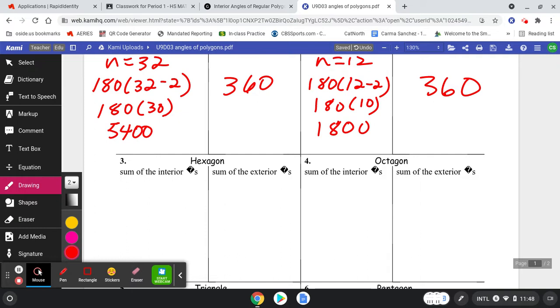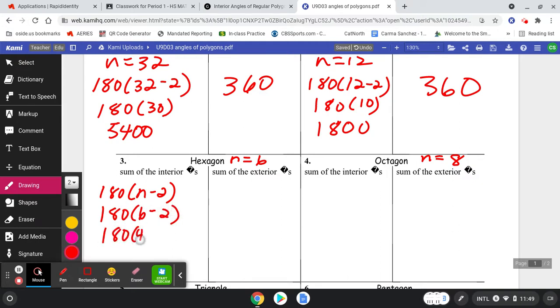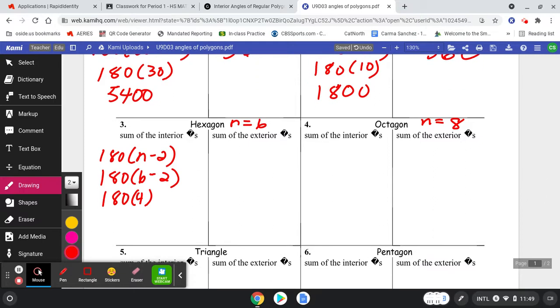Okay, this one's a hexagon. You're supposed to know that that means that the number of sides is 6. Just like over here, the octagon, you're supposed to know that that means the number of sides is 8. Did you know those words? So plugging in n equals 6, we're going 180 times n minus 2. So that's 6 minus 2. 180 times 4. I need to double check that one. 18 times 4. Is that correct? Yep.